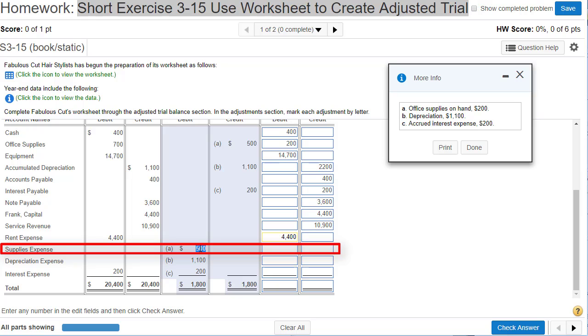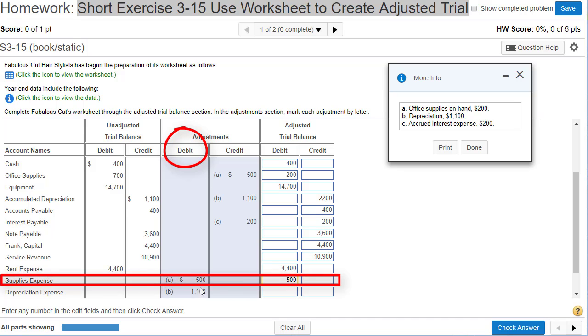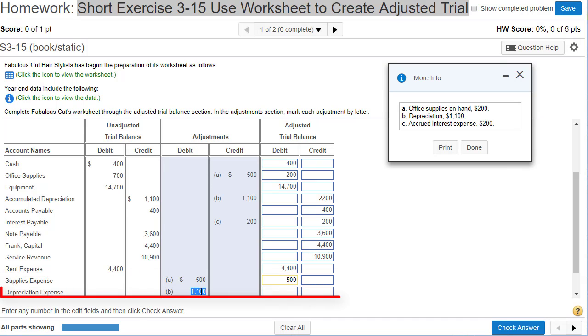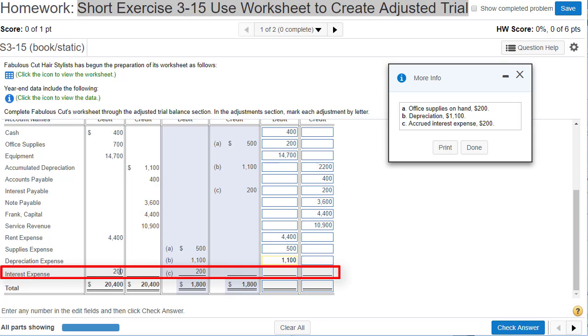We had $500 of office supplies expense. Notice this is a debit, so I'm going to put that on the debit side. We had depreciation expense of $1,100. Bring that over. And the reason I just bring it over is because there's nothing previous to it. And then we had interest expense of $200 plus $200 more gives us $400 of interest expense.